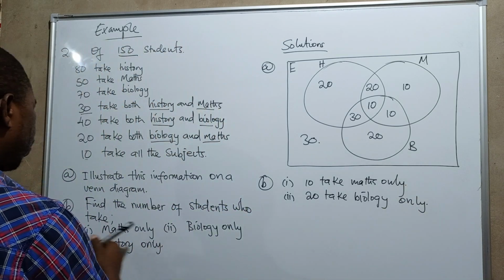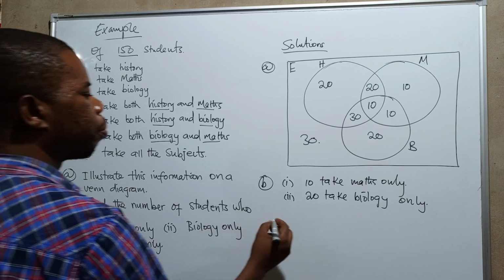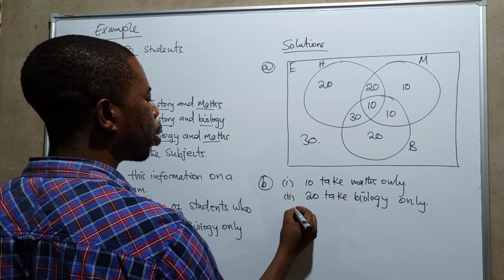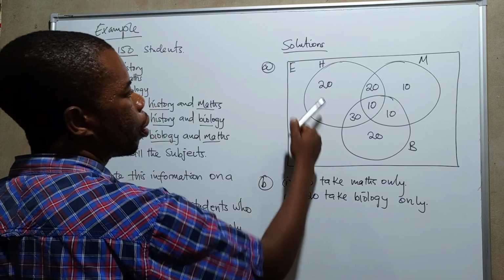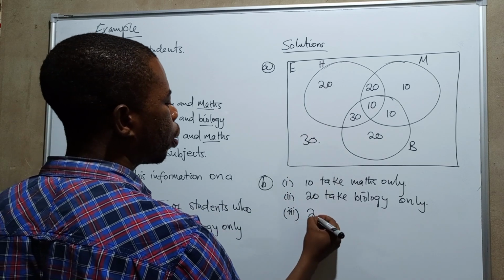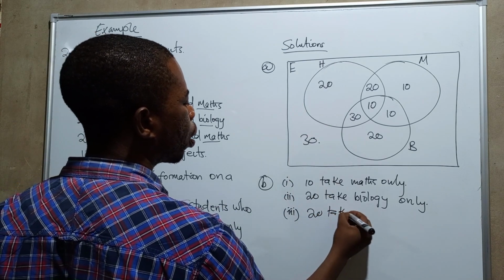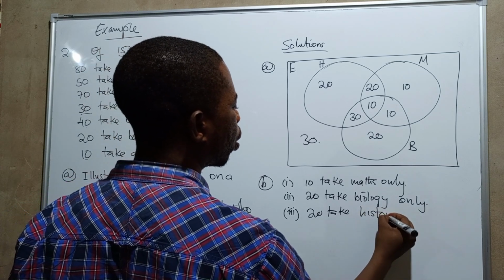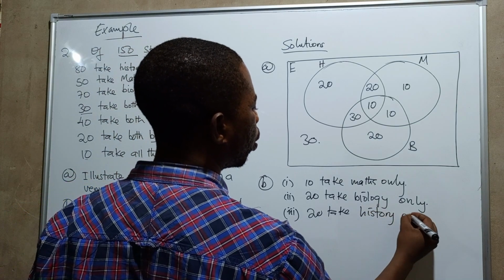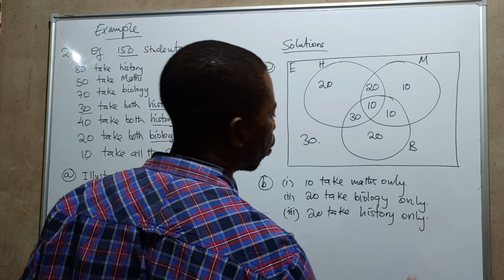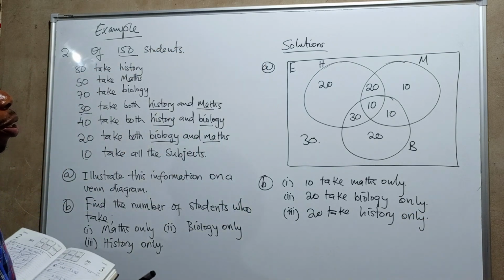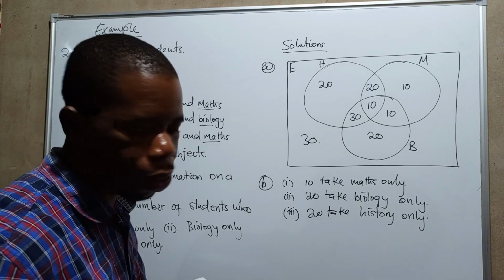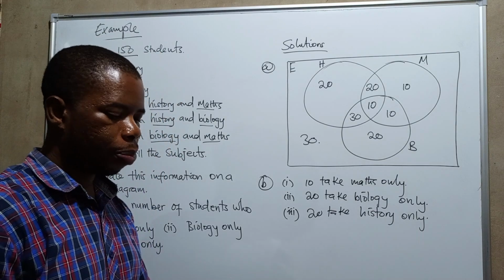Then three, history. History, they are here, 20 again. So 20 take history only. Okay, so this is it, guys. This is how you answer these questions in mathematics on sets.